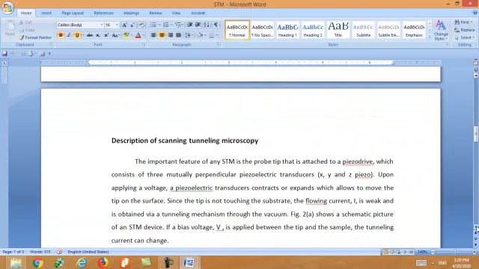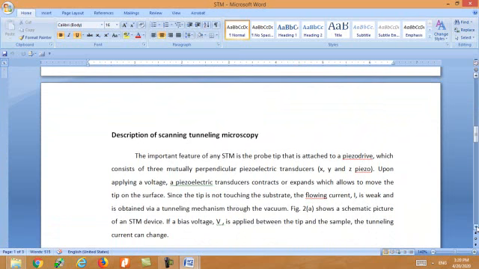Now, how does scanning tunneling microscopy work? The important feature of STM is the probe tip, which is attached to the piezo drive. It consists of three mutually perpendicular piezoelectric transducers in the X, Y, and Z directions, also called X, Y, and Z piezo devices. Upon applying a voltage, a piezoelectric transducer contracts or expands, which allows the tip to move over the surface. Since the tip is not touching the substrate, the flowing current I is weak and is obtained by a tunneling mechanism through the vacuum.